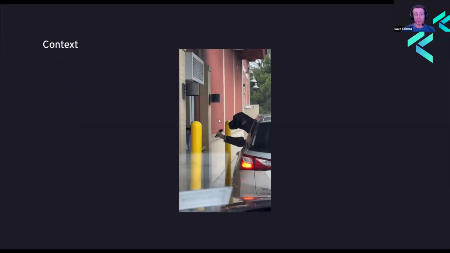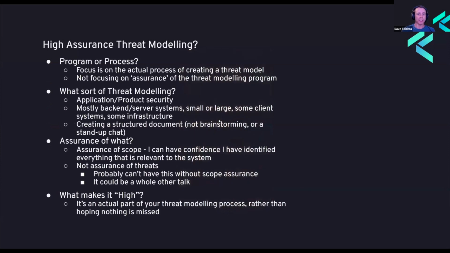So first up is context, right? Because it can be confusing. We're not always talking about the same things when we talk about things. So high assurance threat modeling. What do I mean when I talk about this, or just threat modeling in general?